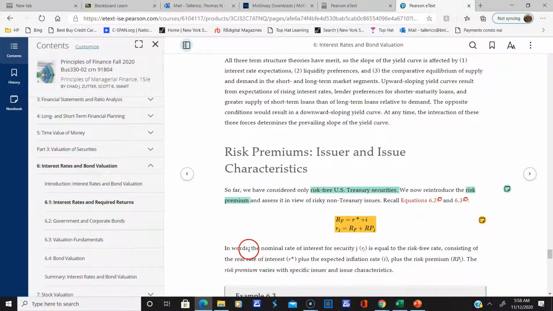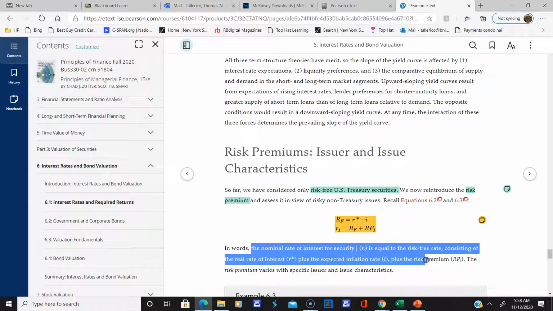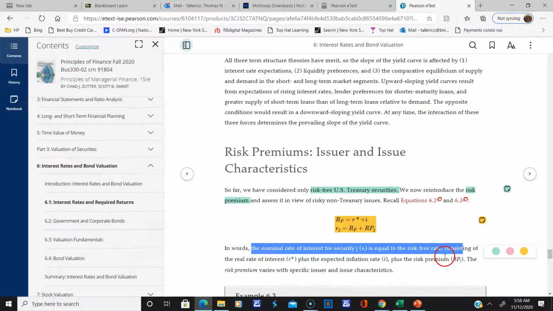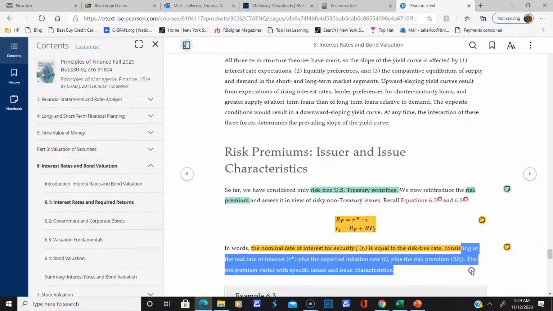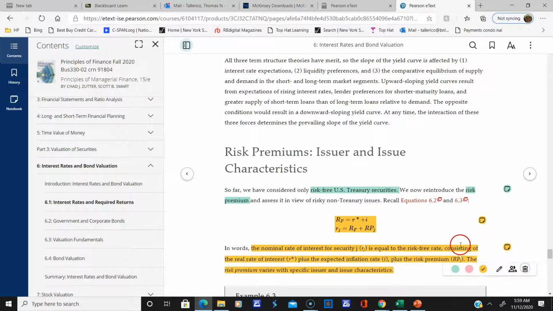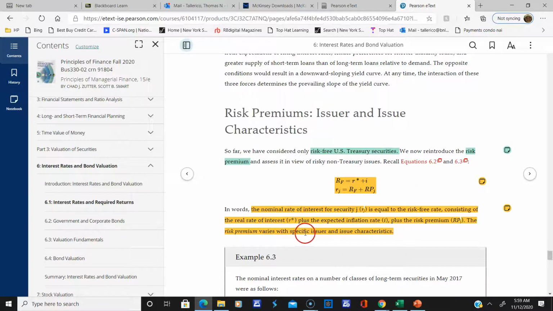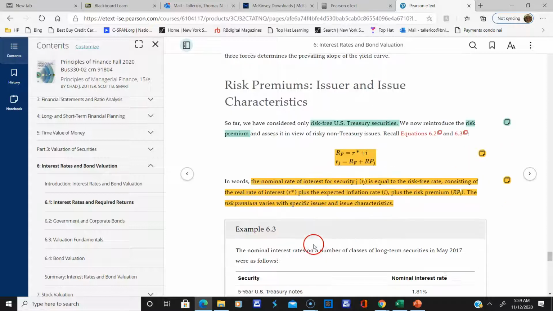So they say it pretty nice here. The nominal rate of interest for security RJ is equal to the risk-free rate consisting of the real rate of interest plus the expected inflation rate plus the risk premium. And that's the new component we add, okay? So that's the new component, and I got a little screwed up here. Let me drag this. All right, plus the risk premium. And as I said, all companies are different, so the risk premium varies with specific issuer and issue characteristics.